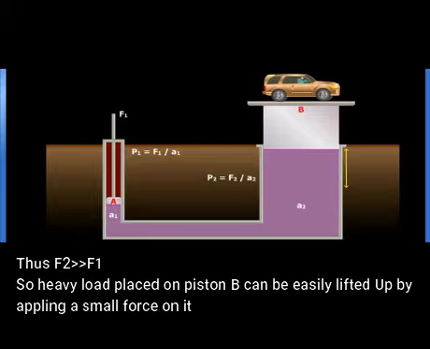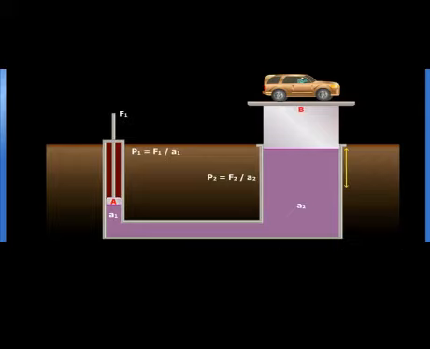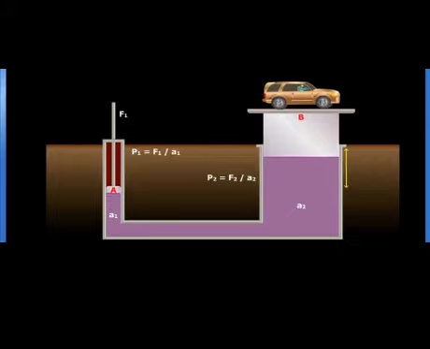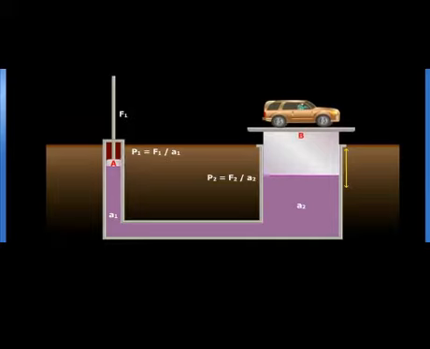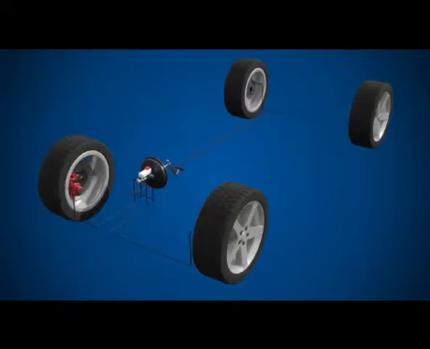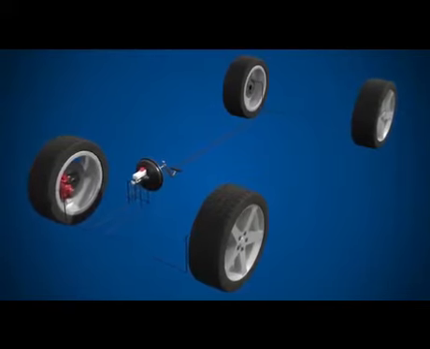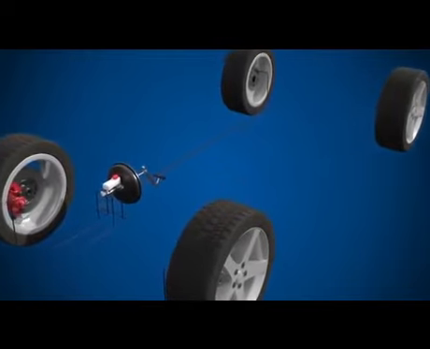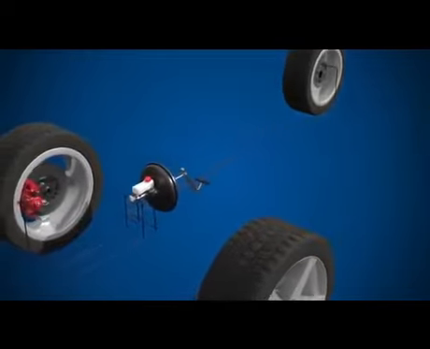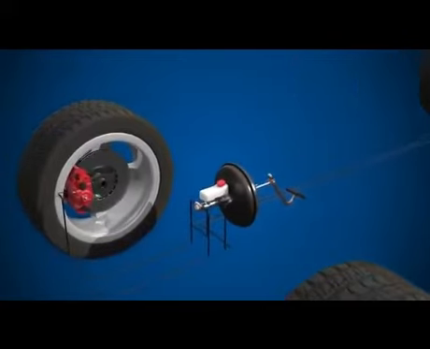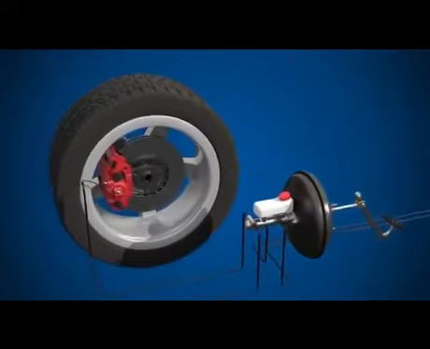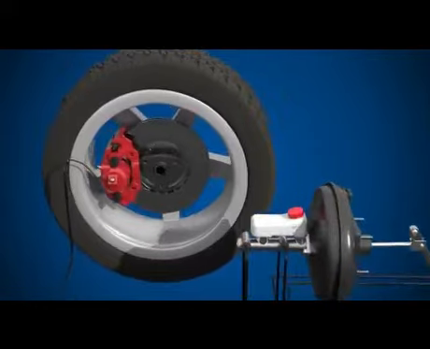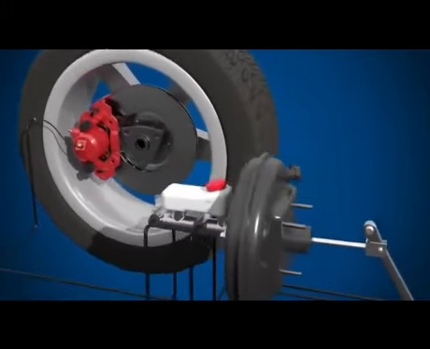So this is the working mechanism of a hydraulic lift, which is mostly used in a car garage to lift heavy vehicles. The next concept is hydraulic brakes. Hydraulic brakes are used to slow down or stop vehicles in motion. The two main types of brakes used in vehicles are the disc brake and the drum brake. Okay, so how do they work?